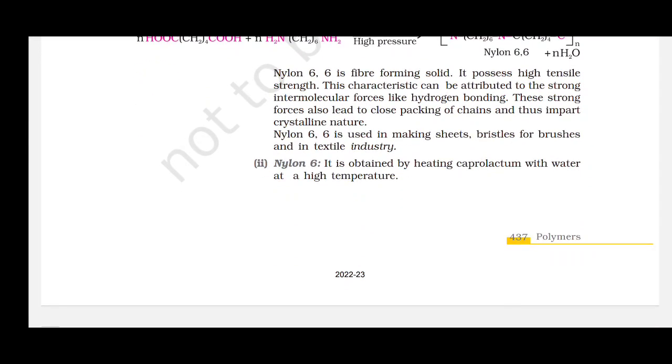Nylon 6,6 is a fiber forming solid. It possesses high tensile strength. This characteristic can be attributed to the strong intermolecular forces like hydrogen bonding. These strong forces also lead to close packing of chains and thus impart crystalline nature. Nylon 6,6 is used in making sheets, bristles for brushes and in textile industry.